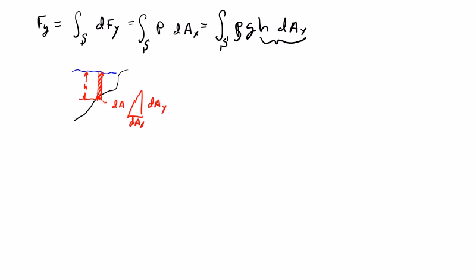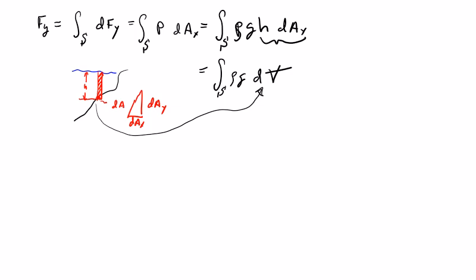And so we could rewrite this equation as the integral over our surface of rho g. Instead of h dAx, we could actually call this what? Well, we could call this dV. And when I do volume, I tend to put a little line through it to differentiate it from velocity.